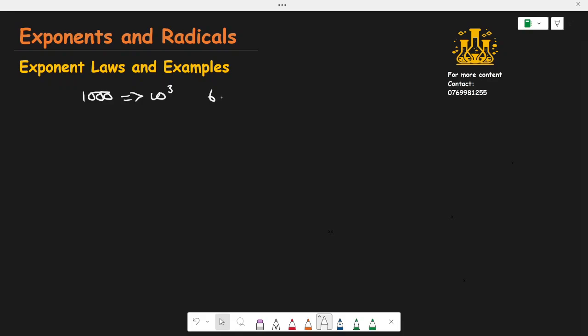Or let's say you have 6 times 6 times 6 times 6. Instead of writing it like this, what you can say is this is the same as 6 to the power 4. As you can see, it's shorter and simpler. So that's what exponents are, basically. The things you'd now want to look at are the rules of exponents, or some of their properties.